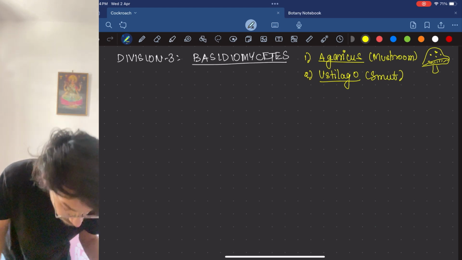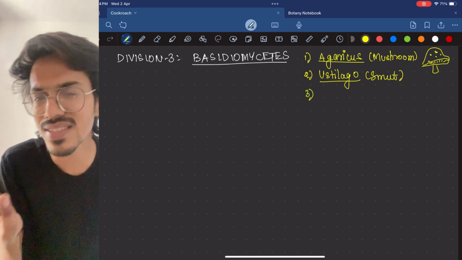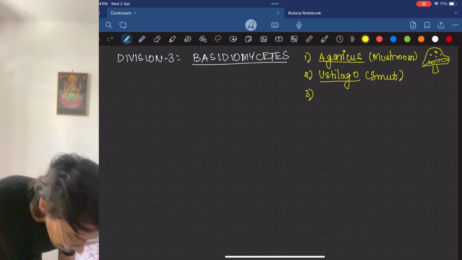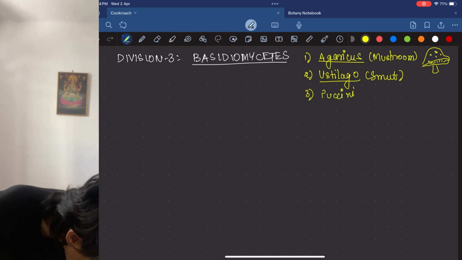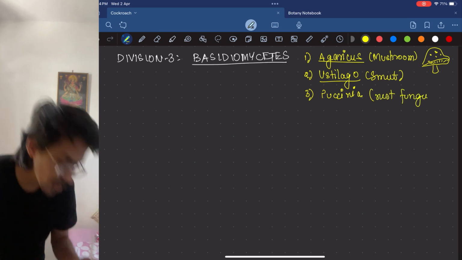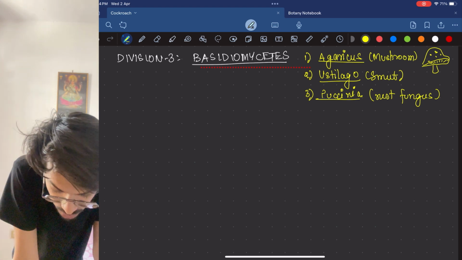Next to this is Puccinia, which we have studied. It caused what? Wheat rust. Okay. So it is also parasitic. Puccinia is a rust fungus. We have already studied about it. Most probably it will be asked to you. Okay, so this is the basic thing that you have to remember.